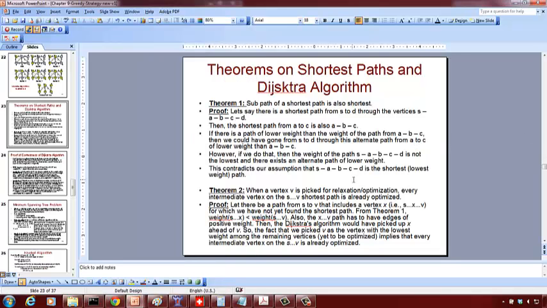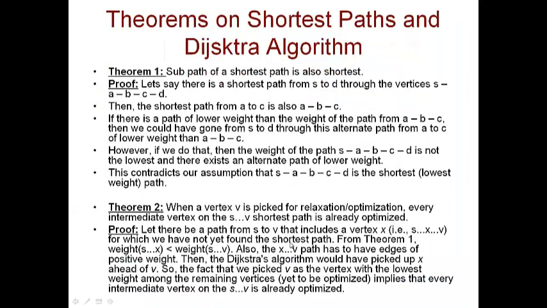Okay, so the next thing is, when we say a vertex V is picked for relaxation or optimization during an iteration of Dijkstra's algorithm, it means that we have found the shortest path from S to V, right?